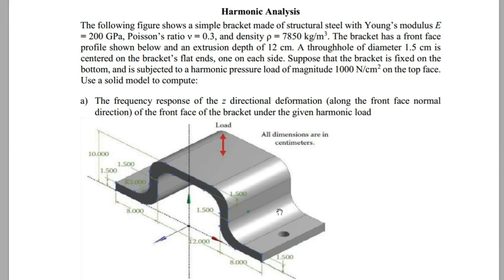So its extrusion depth is 12 centimeter. For anchoring purpose, a screw hole of diameter 1.5 centimeter is centered on the bracket flat ends. Suppose the bracket is fixed on the bottom and is subject to a harmonic pressure load of magnitude 1000 Newton per centimeter square on the top face. So at the end, we try to extract the frequency response of the directional deformation. That means along the front face normal direction of the front face of the bracket under the given harmonic load.